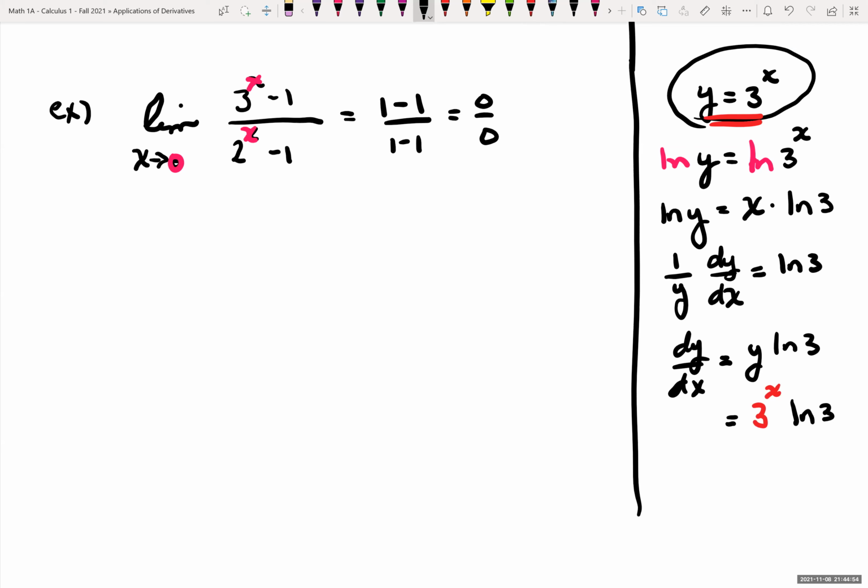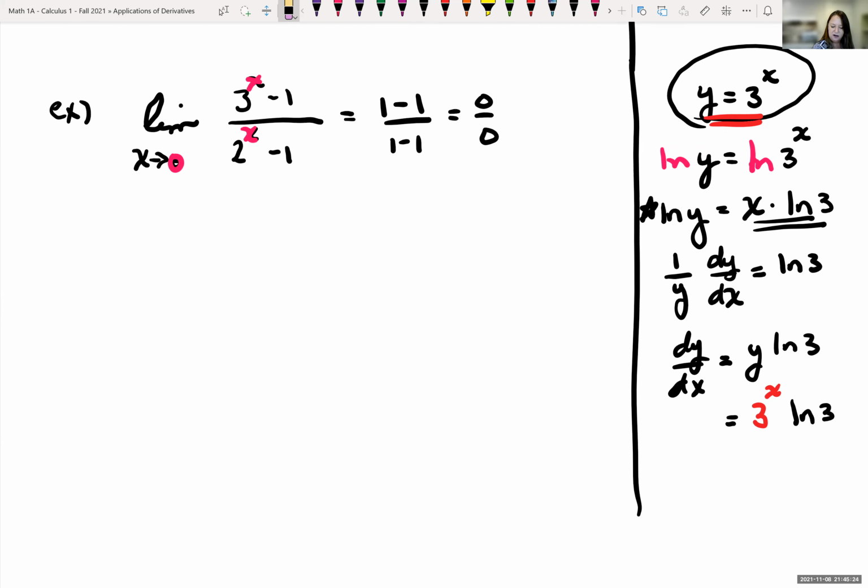If natural log of 3 was the constant value, then what happened to x? We're taking the derivative of both sides of the equation right here. And so if I took the derivative of 2x, I just get 2. But this is the derivative of natural log of 3 times x. So the derivative of natural log of 3 times x is just natural log of 3. Oh, okay, yeah, now I see it.